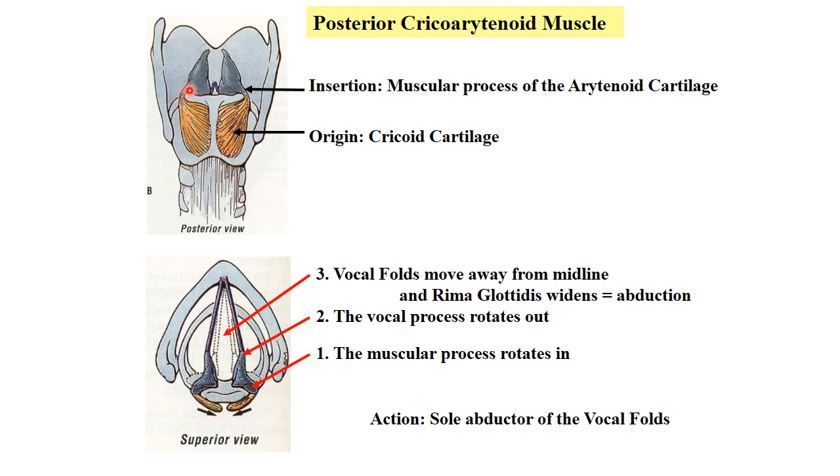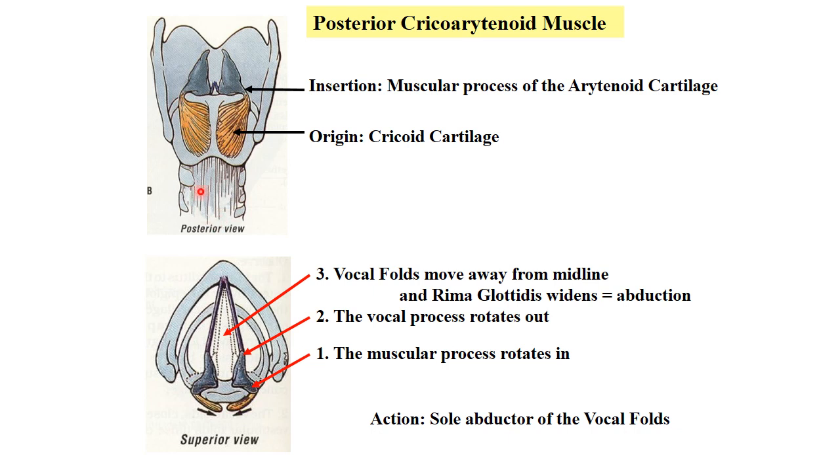We refer to this as the posterior cricoarytenoid muscle. So it's going from cricoid cartilage to arytenoid cartilage. And the reason it's posterior is because we're going to see in a moment there's another cricoarytenoid called the lateral cricoarytenoid. There are actually two cricoarytenoids, which is why we have this adjective. That's the origin and insertion. What does this muscle do?